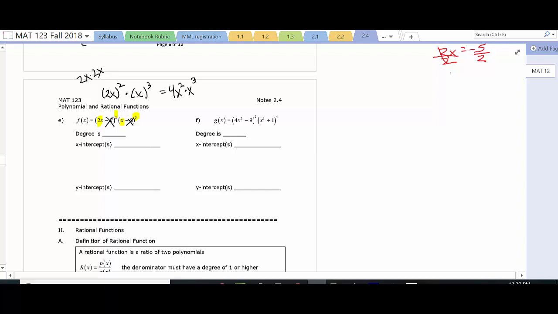So what is 4x to the second times x to the third? Is it x to the fifth or is it x to the sixth? X to the fifth. Right? So you add the exponents, so that's 4x to the fifth. That means the degree on that's 5. You don't have to multiply it out, you just got to reason it out. Now the x-intercepts, it's already factored.